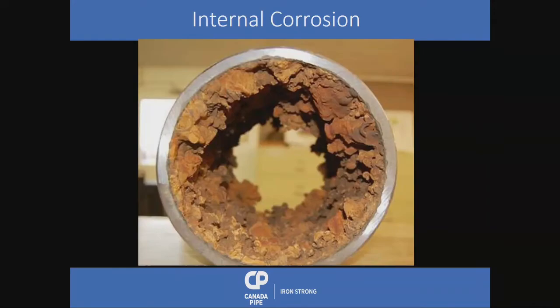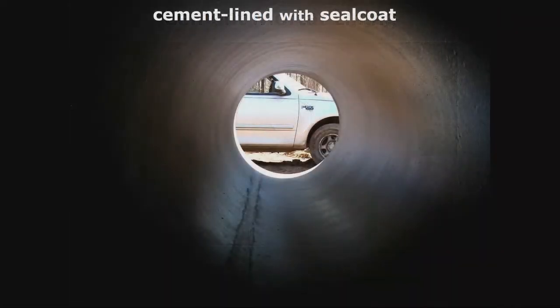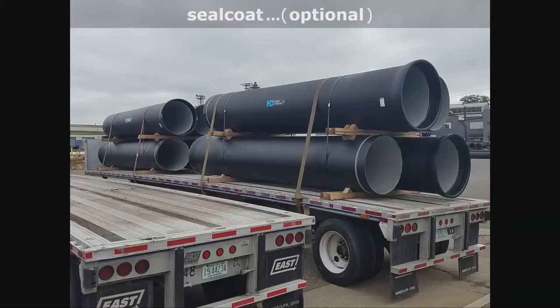We do it for internal corrosion, and that is a problem that used to happen before we used to cement line pipes. We have had cement line pipes now for 90 plus years, so it's been around a long time, but we do it because we have to create a physical barrier between the water and the pipe. So this is what it looks like when they're putting it in. And you can get it cement lined with the seal coat so it looks black, or you can get it without the seal coat, whatever you like.